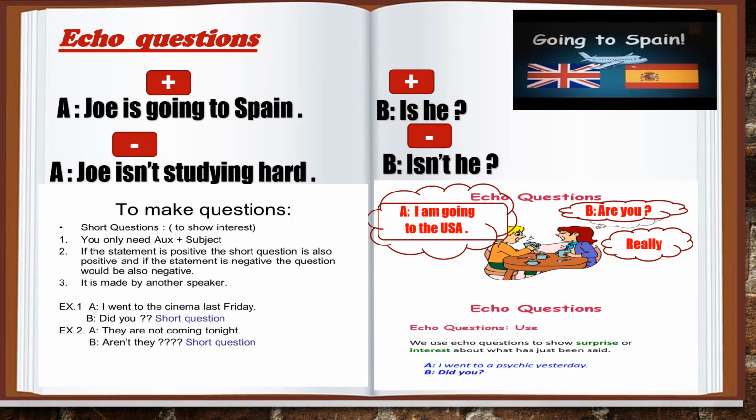The first one: if the statement is positive, the short question is also positive. The first rule tells you that if the statement is affirmative or positive, you are going to use a short question in the positive form. But if the statement is in the negative form, the short question will be in the negative form. How can you form this short question? You are going to use only the helping verb plus the subject in the pronoun form. Always use the subject as a pronoun. For example, when we say Joe is going to Spain, is he? Joe isn't studying hard, isn't he?